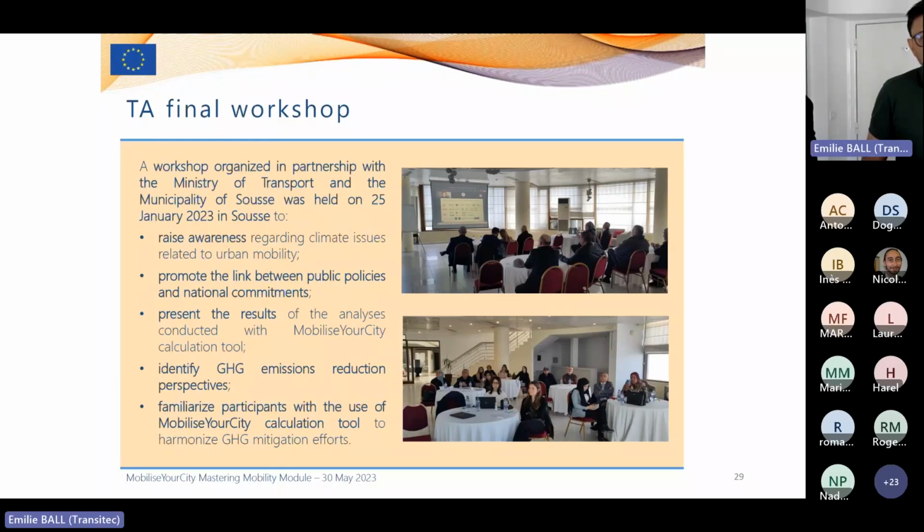So we conducted this technical assistance at the end of 2022, and we did a final workshop to raise awareness about climate issues, because clearly we understood that not everybody among the local stakeholders was aware of the challenges, and especially the challenges for Tunisia, as it is a hotspot in the Mediterranean region in terms of climate change, to promote the link between the public policies at the local level and the national commitments, present the results of the calculation we made with the MobiliseYourCity tool, and identify the levers to reduce GHG emissions in urban mobility in Sousse, and so to create the debate with the stakeholders on those challenges.